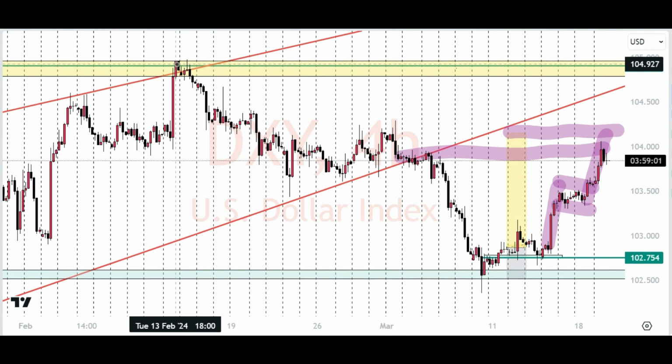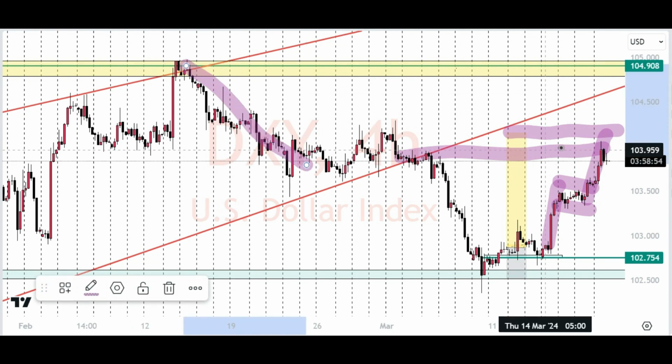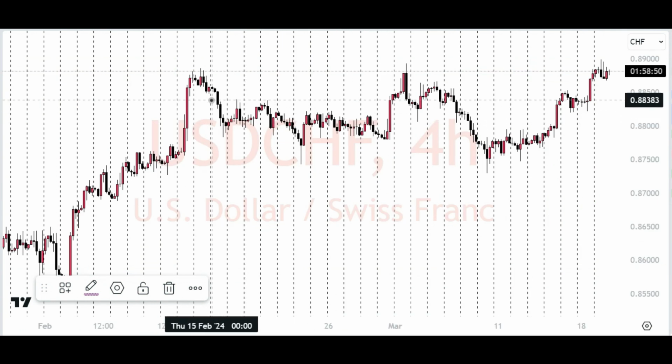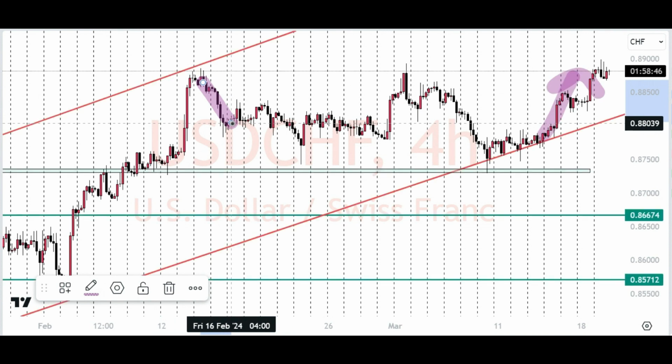So let's look at the date on this day. It is the 13th of February. All right. So let's do the 14th of Feb. Market is going down from the 14th of Feb on the dollar index. Let's look at USD CHF. And the 14th of Feb is right there. Market is also going down on the 14th of Feb.